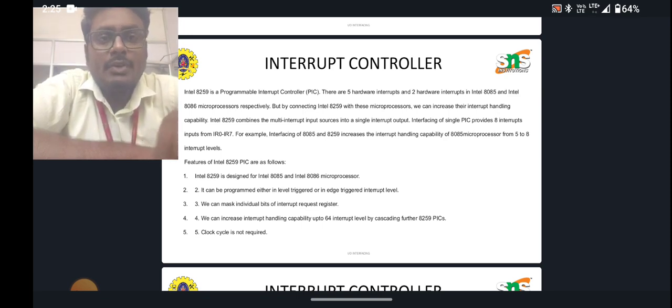Features of the Intel 8259 are as follows. First, Intel 8259 is designed for Intel 8085 and Intel 8086 microprocessors. Secondly, it can be programmed either in level triggered or in edge triggered interrupt mode, and we can mask the individual bits of the interrupt request register. Followed by this, we can increase interrupt handling capability up to 64 interrupt levels by cascading further 8259 PICs. PIC is nothing but programmable interrupt controller. Fifth one, clock cycle is not required.